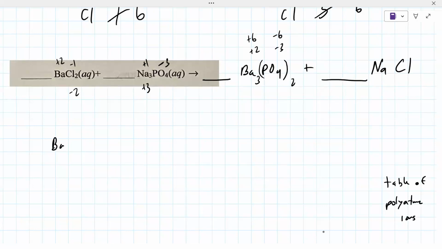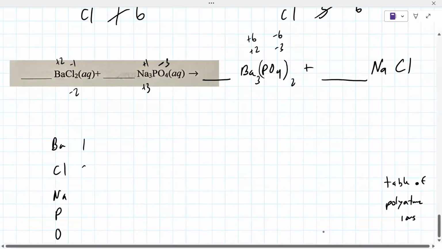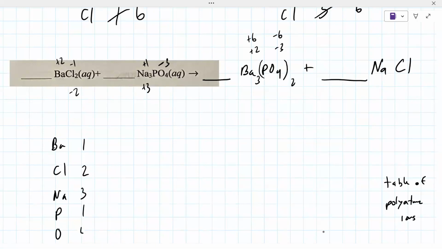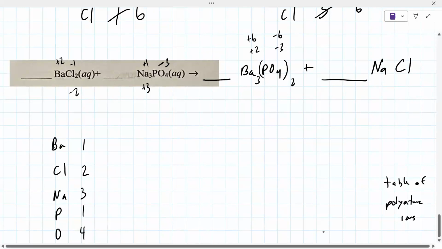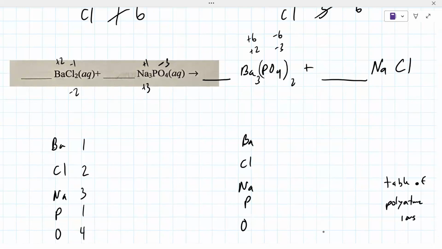So now we make the table: Ba, Cl, Na, P, and O. 1, 2, 3, 1, 4. On the right, we've got 3 Ba's, 2 P's, 8 O's, 1 Na, 1 Cl.